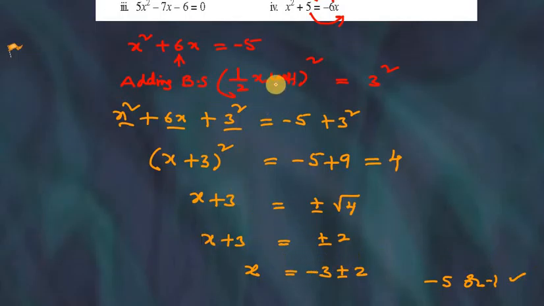The fundamental rule is to add to both the sides the square of half of the x coefficient. This is very, very important. Keep in mind what we should add to both the sides: the half of the coefficient square.